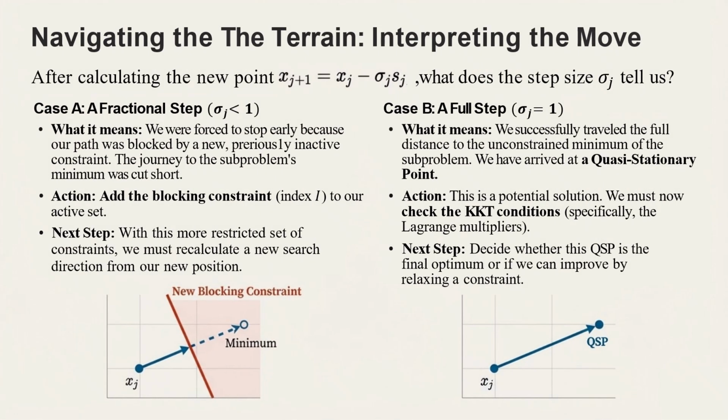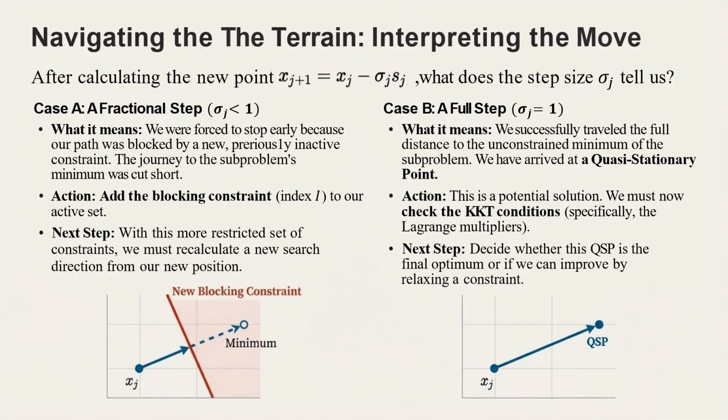In this slide, we aim to answer a critical question. After calculating the new point x sub j plus 1 equals x sub j minus sigma sub j S sub j, what does the resulting step size, sigma sub j, tell us? We are faced with two distinct scenarios that determine the algorithm's next course of action. Case A, left, a fractional step, sigma j less than 1.